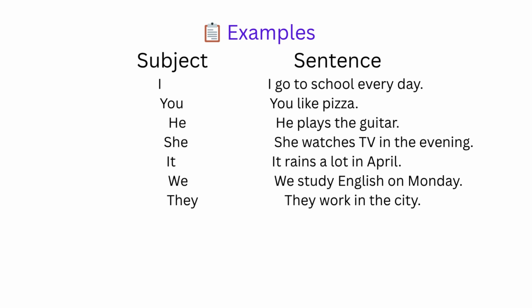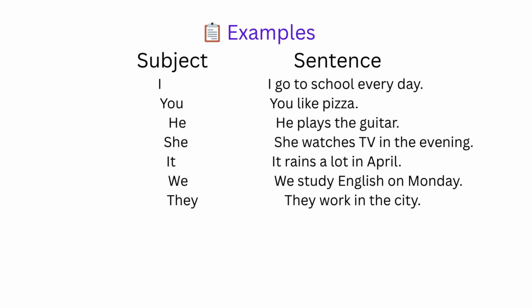For he, we say, he plays the guitar. See that? We add s to the verb play. For she, we say, she watches TV in the evening. In this case, we add es to the verb watch because it ends in ch. And for it, we say, it rains a lot in April. Again, the verb rain gets an s.